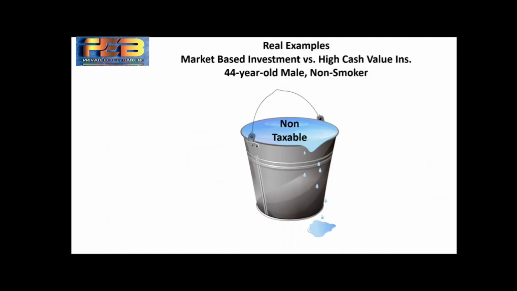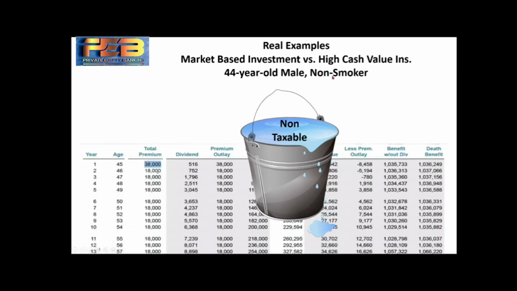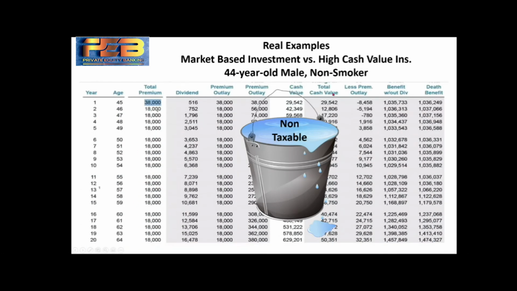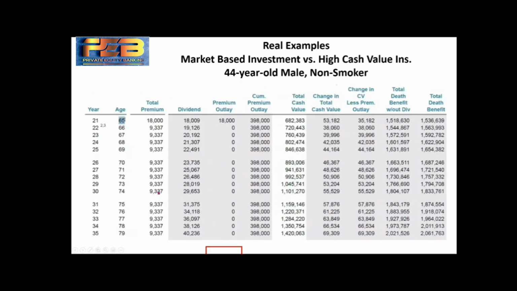Let me walk through some real examples of the non-taxable bucket and how it works differently. This is a 44-year-old male. He's a non-smoker. This is his actual policy breakdown. What I'm assuming here is that this gentleman is putting in $20,000 up front to kickstart the policy and $1,500 a month after that. So kind of like dollar cost averaging, where he's putting in $1,500 a month. So that's where we get the $38,000 in year one. And after that, $1,500 a month or $18,000 a year moving forward.